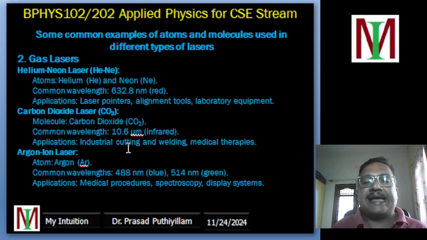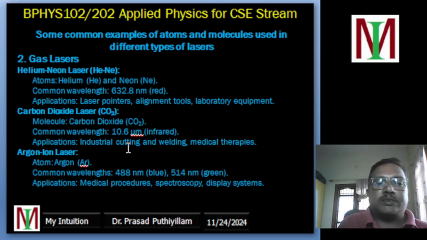Then comes the gas lasers. Among gas lasers, the helium neon laser is there, the carbon dioxide laser is there, and the argon ion laser is there. The helium neon laser works at 632.8 nanometer. It is used in laser pointers, alignment tools, and laboratory equipment.